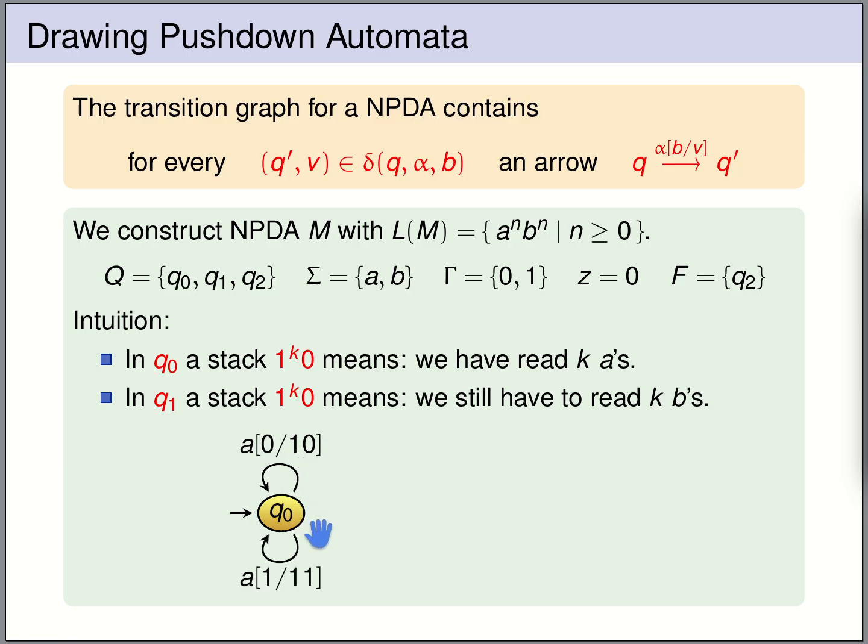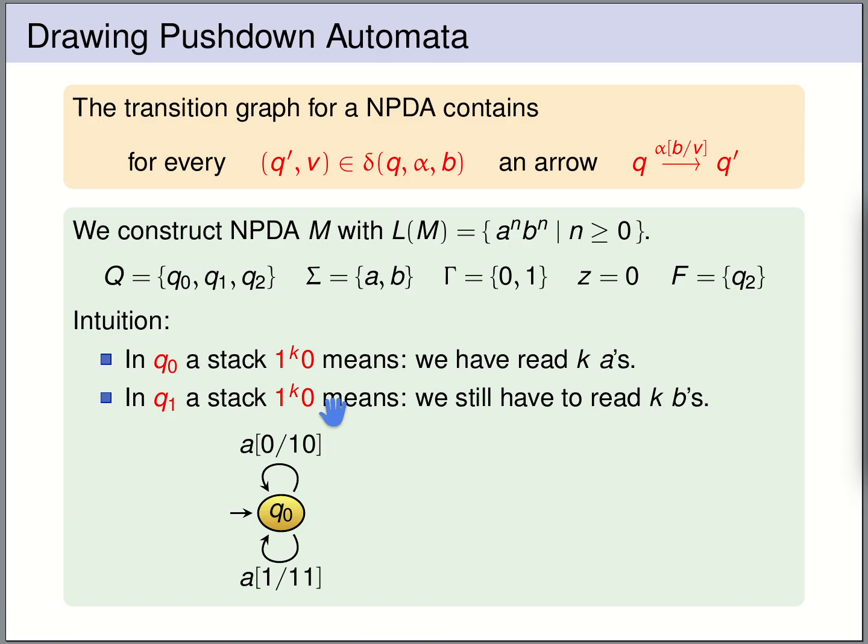We also need to specify what happens if there's a 1 on top of the stack. So this transition now says, if the input is an A, and if there's a 1 on top of the stack, then we put an additional 1 on top of the stack. Okay, so for every A, we put an additional 1 on top of the stack. Now, when do we start removing ones?